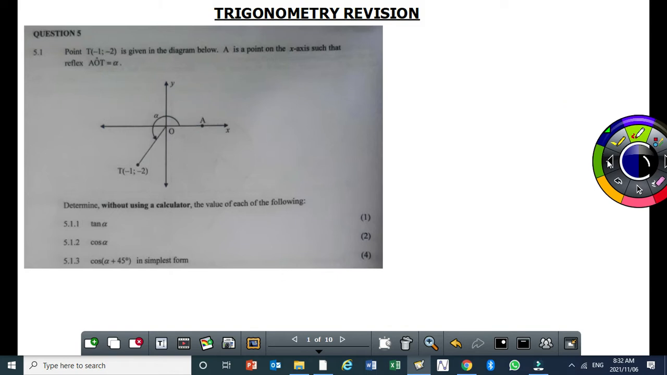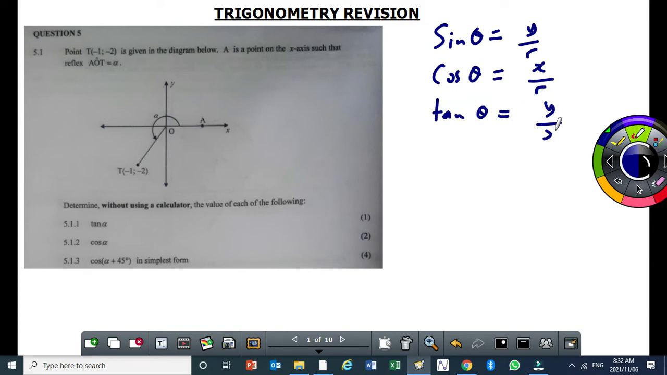You also know this formula: sine theta is equal to y over r, cos theta is equal to x over r, and tan theta is y over x, and also r squared is equal to x squared plus y squared. You have to know it. So for this question, you are given point T, which is in the third quadrant. The x value is -1, the y value is -2.